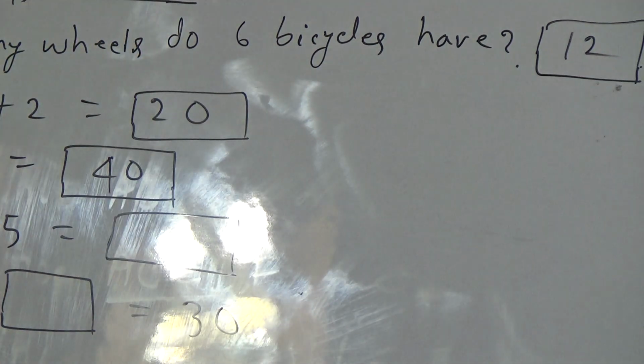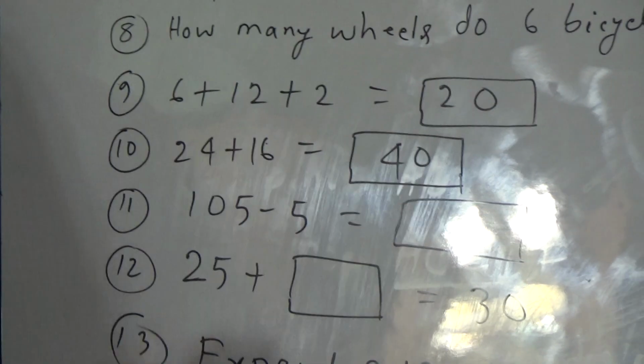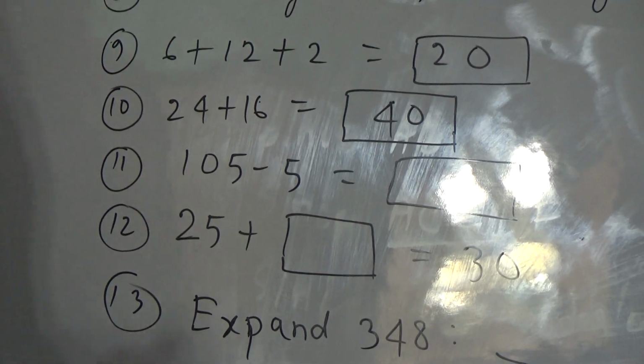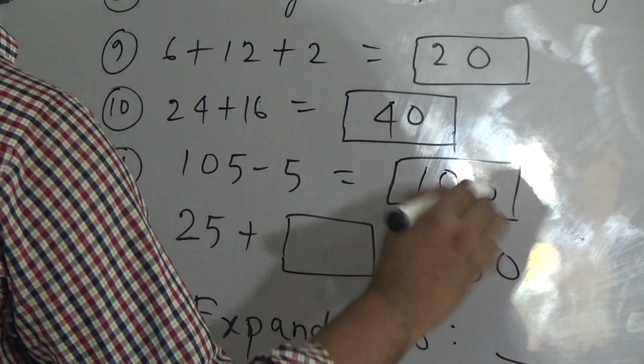Now 11 number, 105 minus 5 equal to what? Very easy. If we subtract 5 from 105, then answer will be 100.